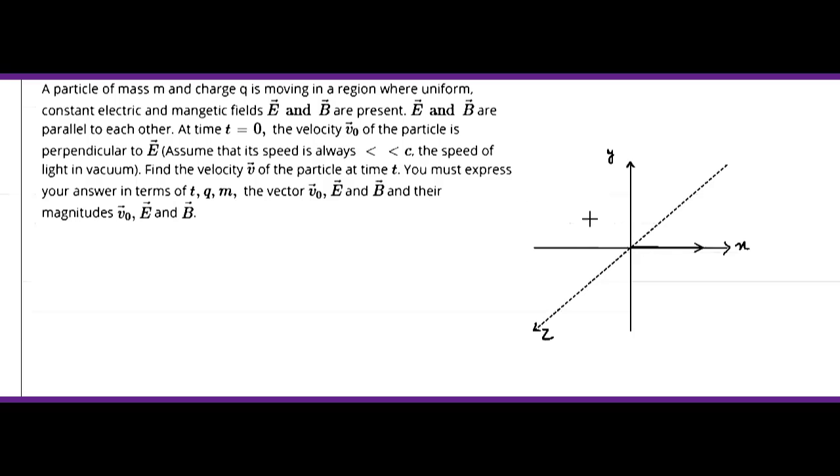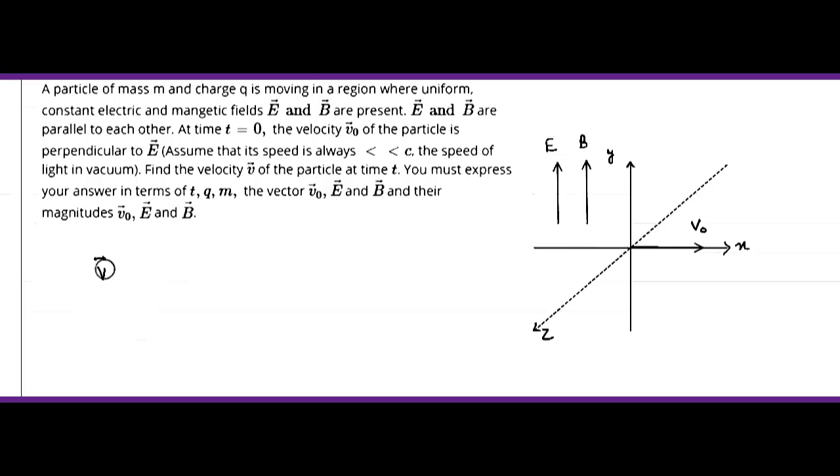So E and B are perpendicular. Let us assume that E is in the vertical direction, also B is in the vertical direction. Why? Because E and B are parallel to each other. So we say that this is our E, and this is our B, and this is our V naught velocity. Okay, now what would be the value of V at any time?